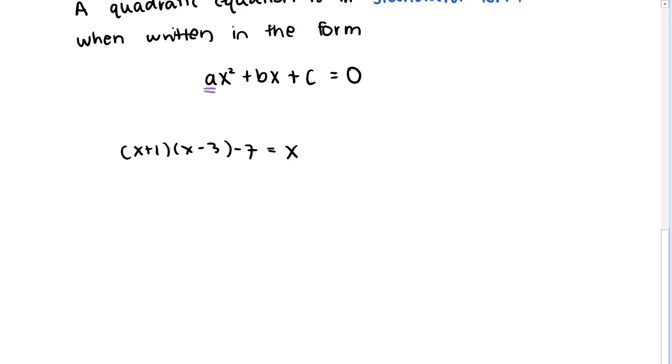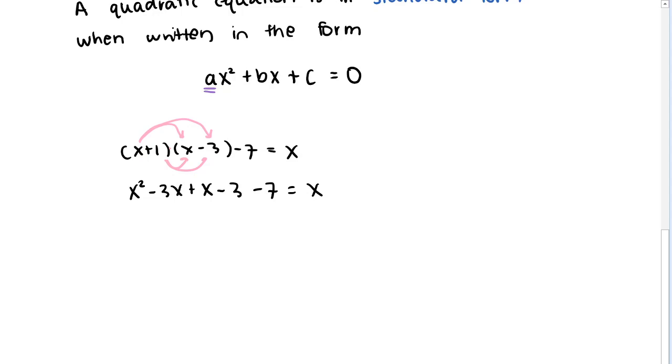Here, if we were to multiply this out, we would multiply the first terms together to get an x squared. This x term would have to multiply with this minus 3, so we get a minus 3x. This next term would have to get multiplied with 1, so 1x is just x, and then lastly 1 times negative 3. Well, that's minus 3. And then we still have the minus 7 that's outside, and that is equal to x.